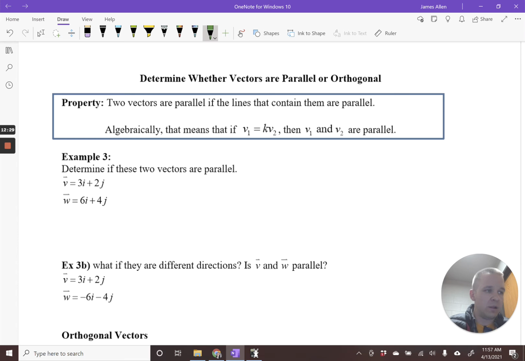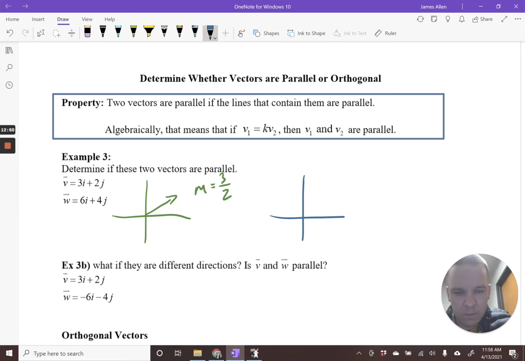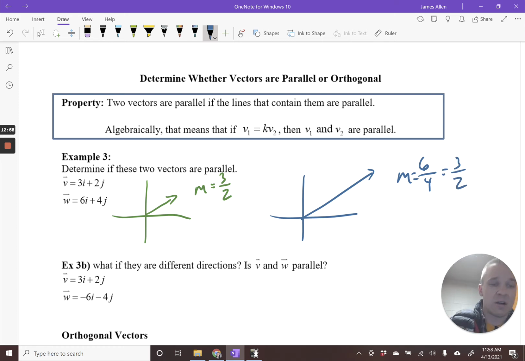Well, if I look at the two slopes here, let's see here. If I draw V, I'm going to the right 3 and up 2, right? So the slope is 3 over 2, if I think about it as a line. The other one, if I look at W there, I would have 6, 4. Well, 6 over 4 reduces down to 3 over 2. Yes, they are indeed parallel, okay? So those two are awesome and parallel. Woo!